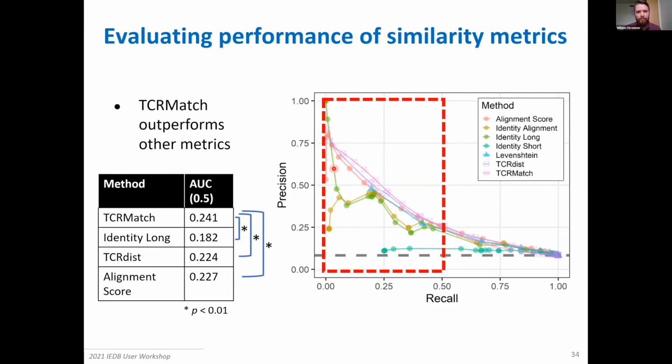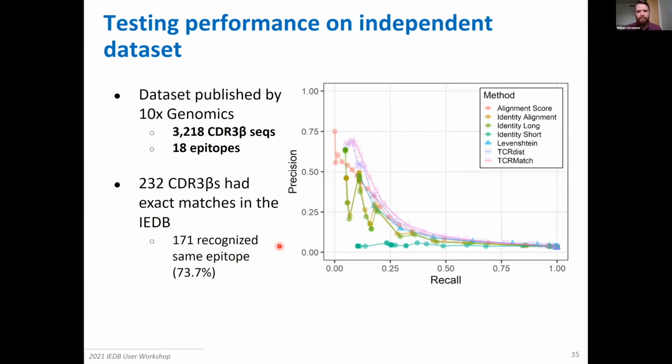We also wanted to verify that TCRMatch was indeed the best metric, so we ran several resamplings of the data set. We used a bootstrapping approach to look at how TCRMatch fared over 100 resamplings compared to some of the other contending methods. And we found that with a p-value of less than 0.01, it was significantly better than the other metrics on this data set.